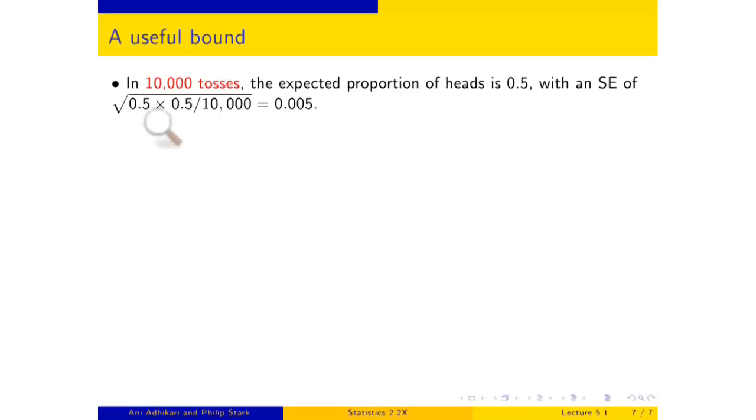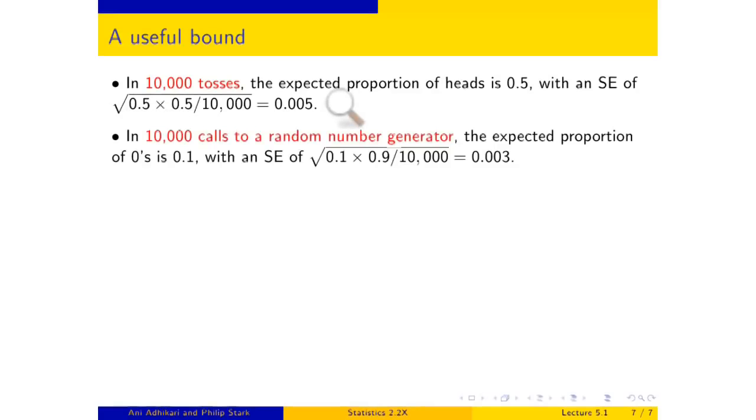What happens if you take a biased coin here? Well, let's look at one biased coin that is a call to a random number generator, and you look at getting a 0 as a success, then the chance of getting a 0 is 1/10. And so in 10,000 calls to this generator, the expected proportion of zeros is 1/10 with a standard error of square root of fraction of ones times fraction of zeros divided by sample size. And that's 0.003, that's 0.3 of 1%, and it's smaller than what we got for the fair coin.